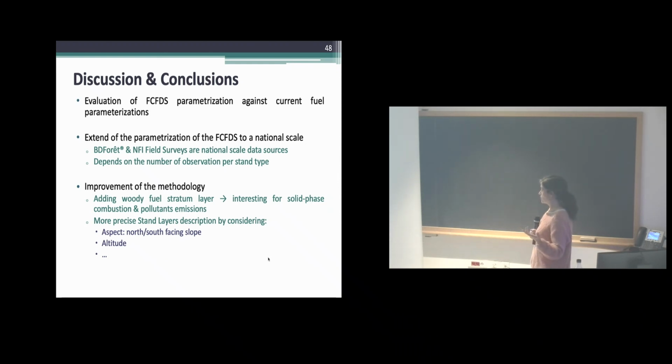And we have made strong hypotheses to have this parametrization, but we can still improve it. We can add the dead wood fuel because there's also information in the national inventory surveys. We can try to be more precise describing the differences in the territory for the same stand type, considering the aspect or the altitude.